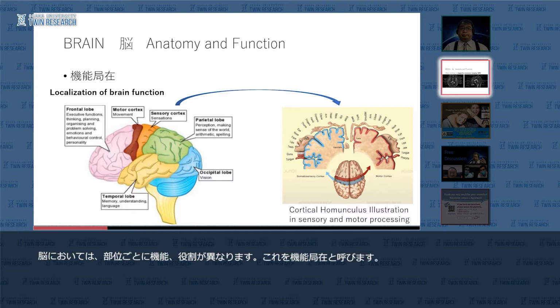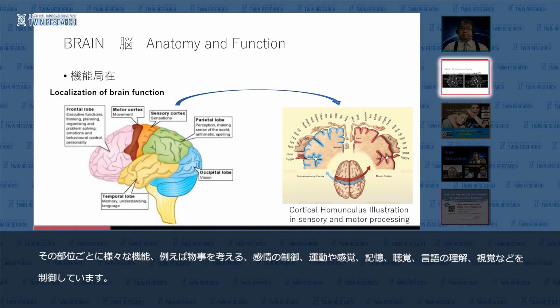In the brain, different areas of the cortex control different parts of the body. Each area has its own function. That is the localization of brain function. Brain areas have various functions for each, such as thinking, planning, controlling emotions, movement, sensations, memorizing, hearing, understanding language, and visually recognizing something.